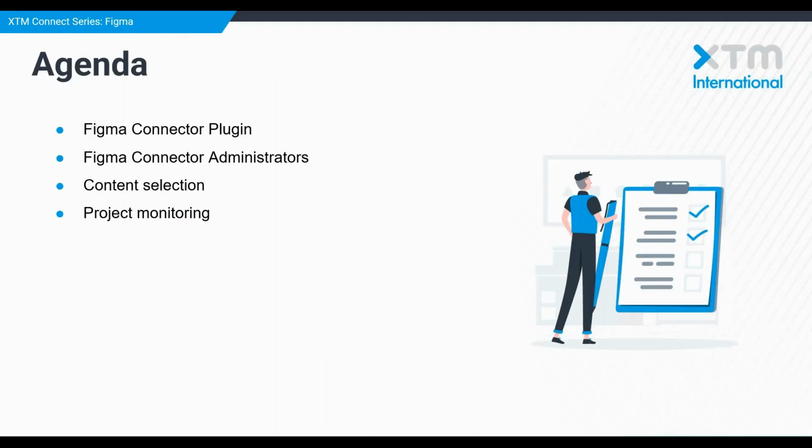Our plugin can work with both cloud-based or desktop versions. I know for some people on the call that they have used both cloud-based and desktop ones. We'll be looking at our Figma connector administrators. How does this all work? We'll then be looking at content selection, the ability to select either pages or part of pages or multiple pages. And we will also be looking at project monitoring, how we can actually monitor our projects within the connector.